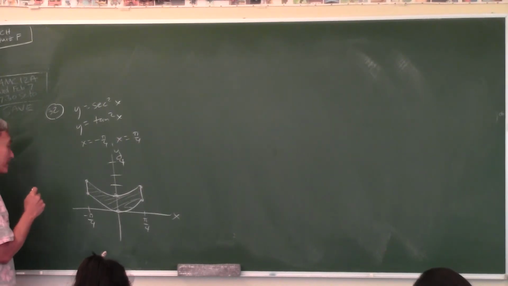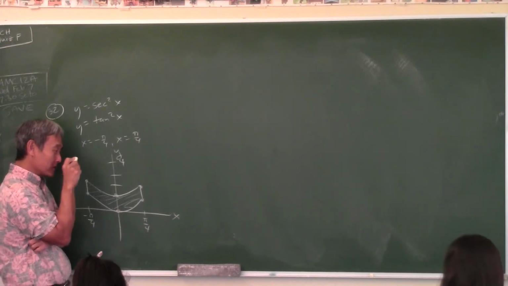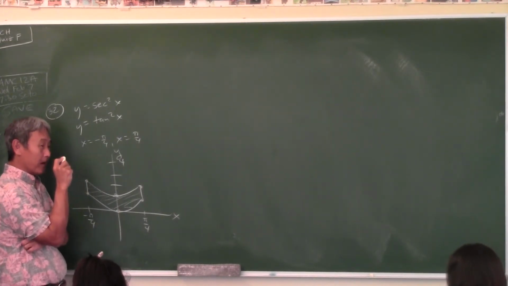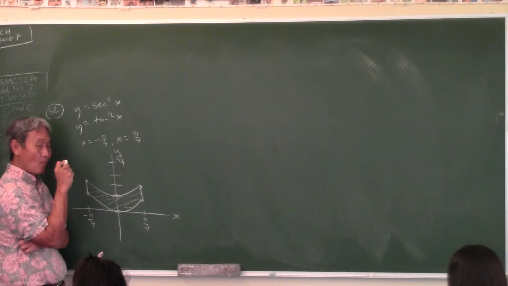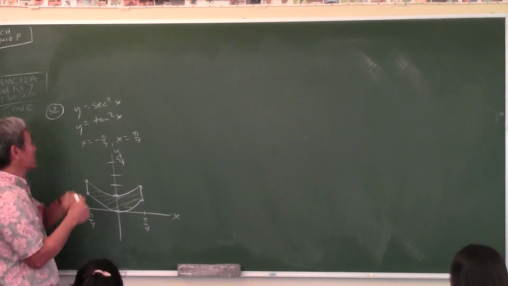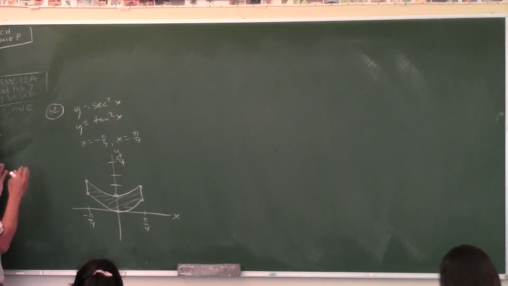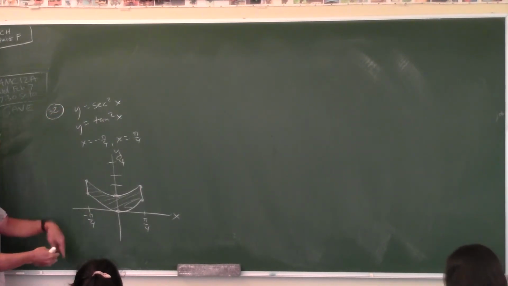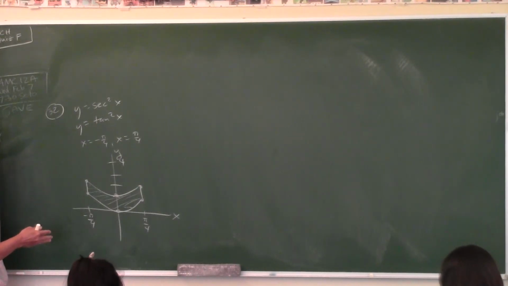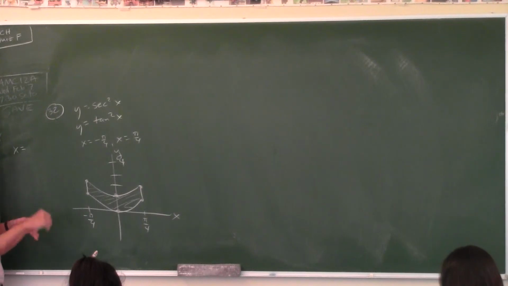Okay, now you have to decide, should I use vertical rectangles or horizontal rectangles? Vertical. How do you know? Because it's horizontal. Okay, I'll tell you what the key hint is. Look at the equations. If the equations are given in the form y equals something, that's a hint to do vertical rectangles. If the equations are given as x equals something, that's a hint to do horizontal rectangles.